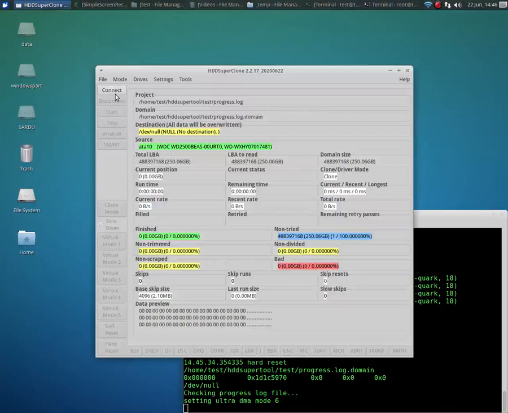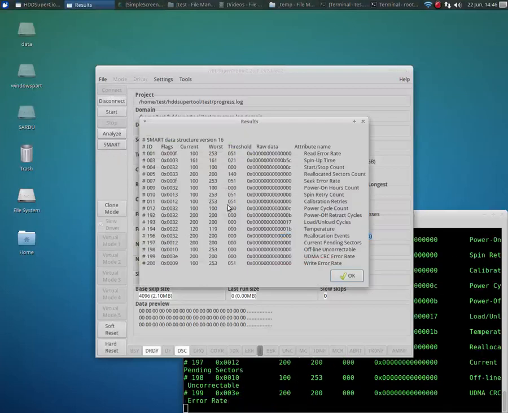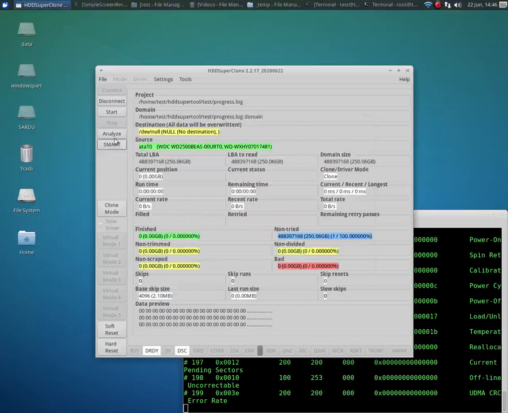So let's look at our next candidate. Try to do smart. And it doesn't even give any warnings. Reallocated sector 0, reallocation events 0. Seems normal. Let's do an analyze.